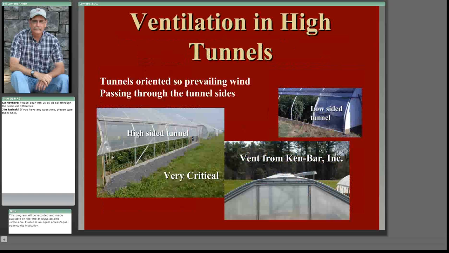We orient the tunnels so the prevailing wind will come through the tunnel. That's how we ventilate. So the other thing I'd recommend is a high side tunnel. That's important. And it's probably about 5.5 feet up to that hip board there. You can roll it all the way up, and then you can roll one side up, one side down, depending on your wind velocity, and control your wind. Very critical, because that's how you exhaust the humidity out. That's how you control the environment inside the tunnel.